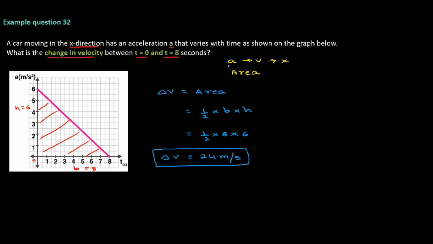So anytime you have acceleration versus time graph and you need to find velocity, or velocity versus time graph and you need to find the position or displacement, you have to take the area under the graph.